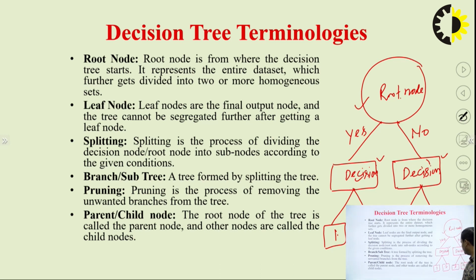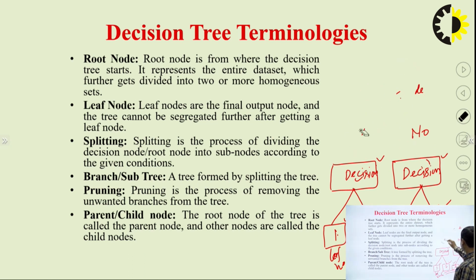So what is a leaf node? These 1 and 2 are leaf nodes, where we don't have any further classification of the node; such a node is said to be a leaf node. Leaf nodes are the final output nodes, and the tree cannot segregate further after getting a leaf node. After reaching a leaf node, the tree does not perform any further subdivision. In this scenario, 1, 2, 3 and 4 are all leaf nodes. So this is called the leaf node.